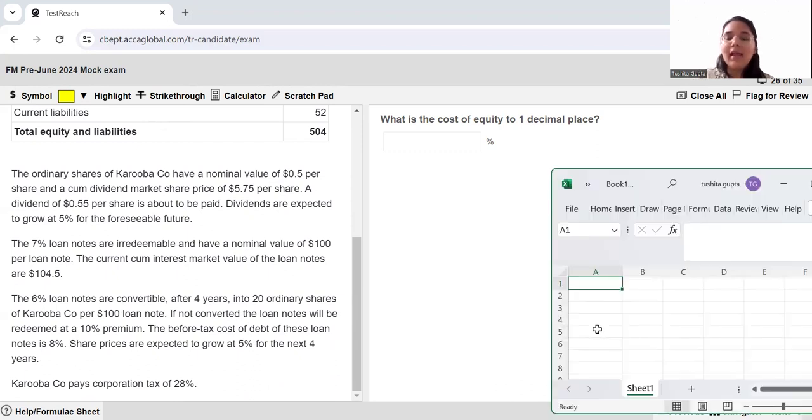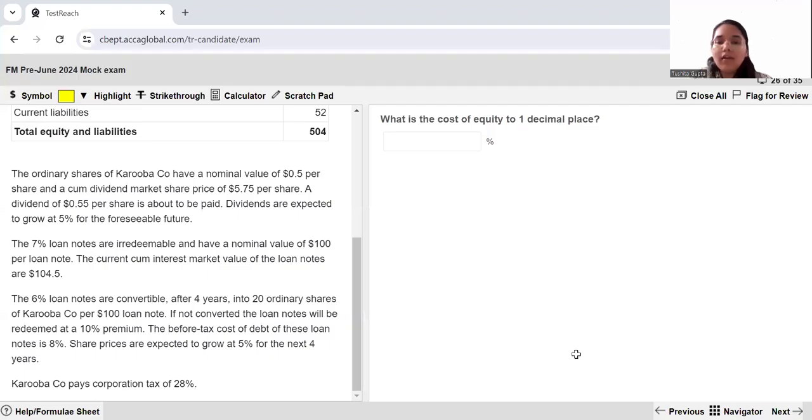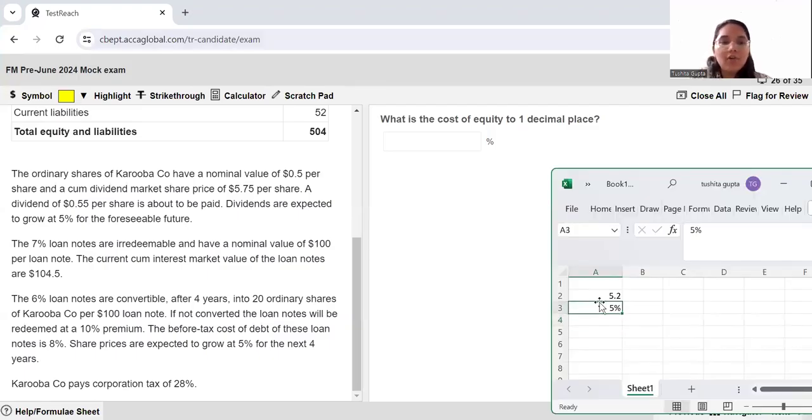So firstly, to calculate my cost of equity, it's very simple. I will use the dividend growth model. My market price, which is given to me, is 5.75, but this is a cum dividend price. So I need to subtract the 55 cents of dividend, which is just about to be paid. So this is the market price per share. And the growth rate is also given to you as 5%. So 5% is the growth rate given to us for the dividend, and 5.2 is the ex-dividend market share price that we have calculated.